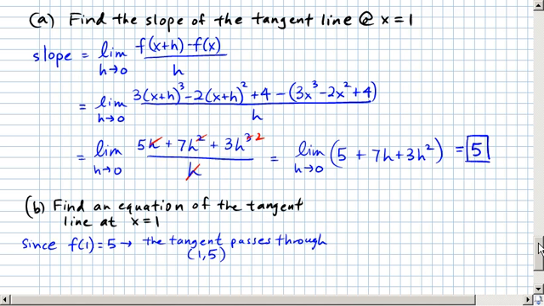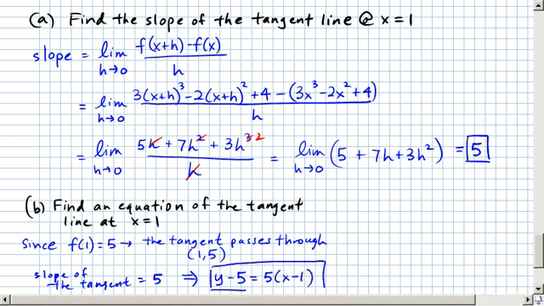We also know that the slope of the tangent is equal to 5 from part A. So putting these two things together, you can use point slope form to write down the equation of the tangent line. And again, it's assumed that everyone knows basic algebra and knows what point slope form of a line is.